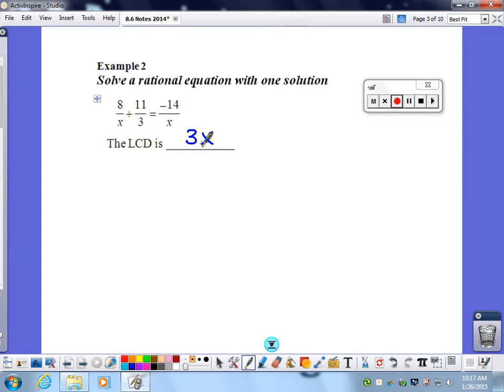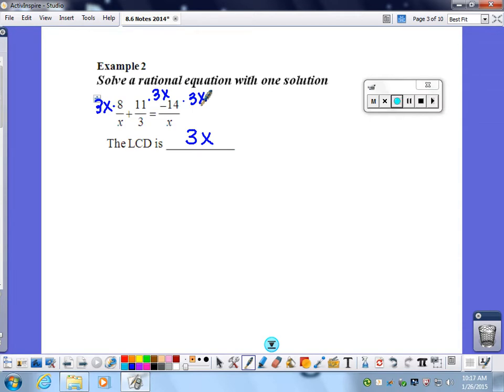All right, so my whole goal here is to get rid of that denominator. So I'm going to multiply every expression up here by that 3x. So I'm multiplying 3x times 8, 3x times my 11 thirds, and 3x times my negative 14. All right, I'm going to write this out. Hopefully you're going to be able to simplify this as you go, but I want to show you what you've got here and why this is simplifying.